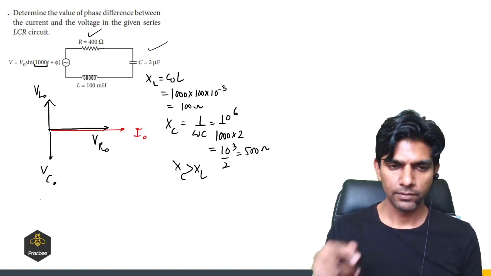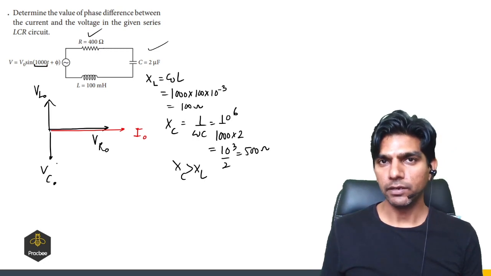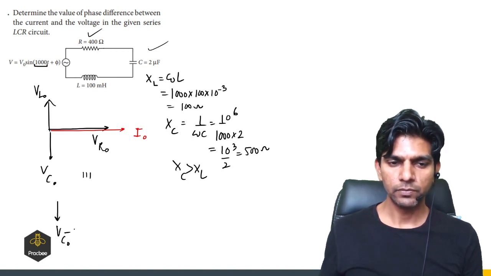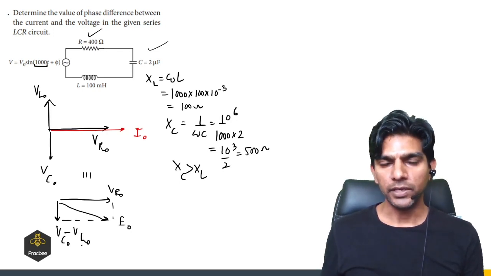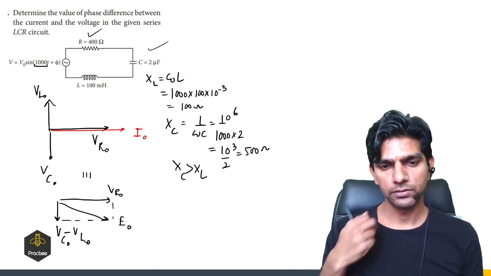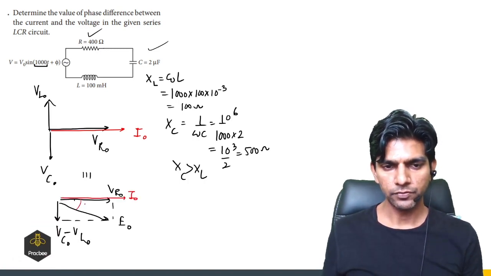So it means the VC naught vector will have greater magnitude in comparison to the VL naught vector. So its equivalent diagram would be like this. This will be VC naught minus VL naught, and this will be VR naught. The resultant of these two will be the peak value of the AC source. So we have to find the phase difference. Current is in this direction, and this is the phase difference.